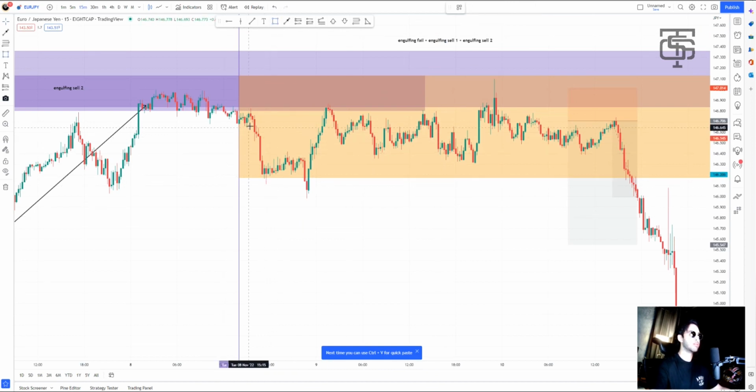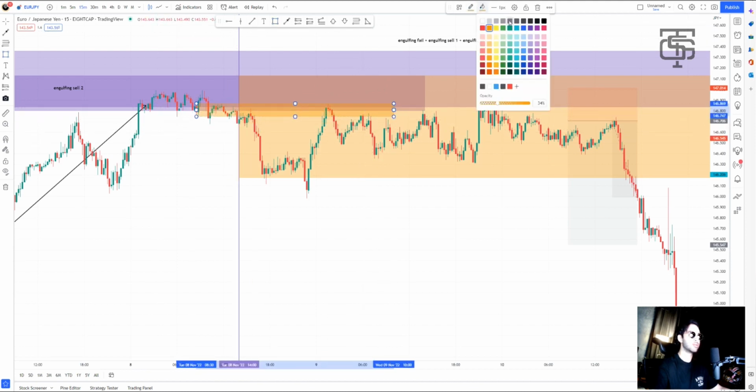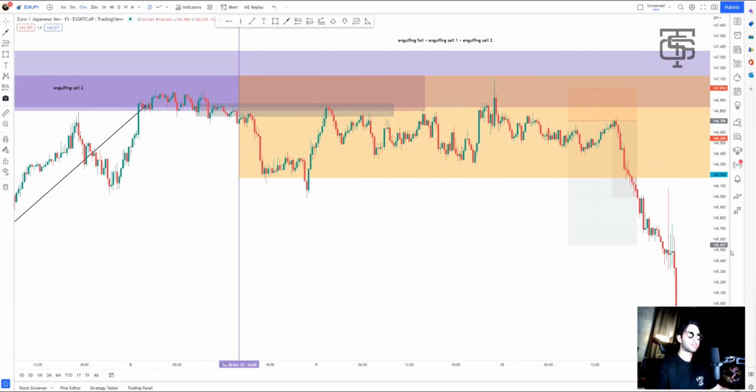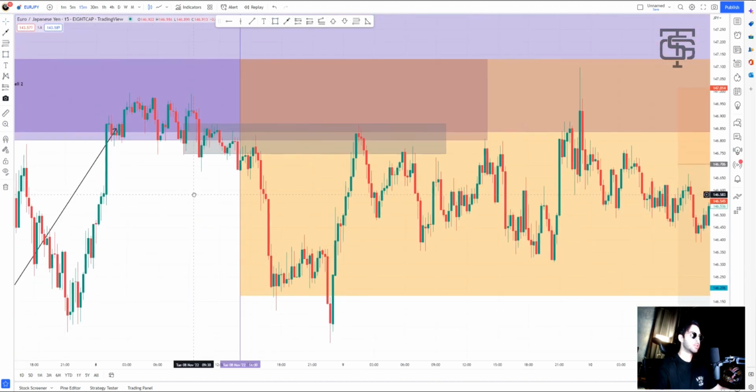So let's mark the first zone over here. Where is our engulfing fail? It can be this. Can it be? Yes, it can be this. So if this is our first engulfing fail, let's change it to a gray zone. Let's focus on this area over here.